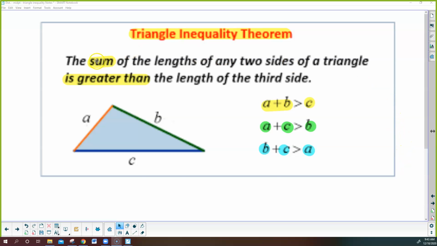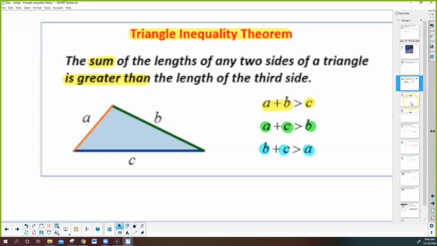Okay, so we're going to use this theorem just to determine whether or not three sides can form a triangle. If it turns out that they can, then we could extend our thinking to determine if it was acute, obtuse, or a right triangle by using the converse of the Pythagorean theorem like we had talked about.